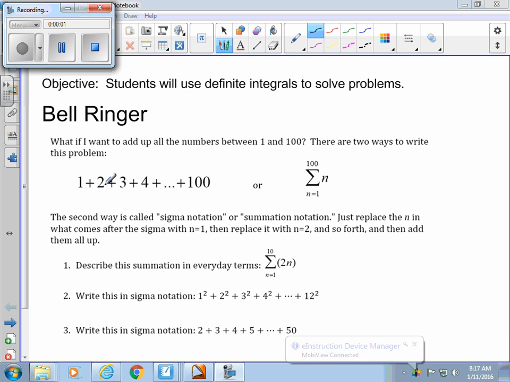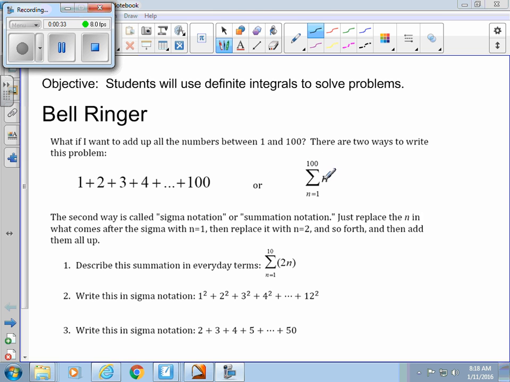So, review from pre-cal or algebra 2, wherever you remember learning this. We learned in pre-calculus or in algebra 2 sequences and series. Essentially, that's a fancy way for adding up a bunch of numbers. So we learned sigma notation. We learned that 1 plus 2 plus 3 plus 4 all the way up to 100 could be written in summation notation with the sum from 1 to 100 of n.